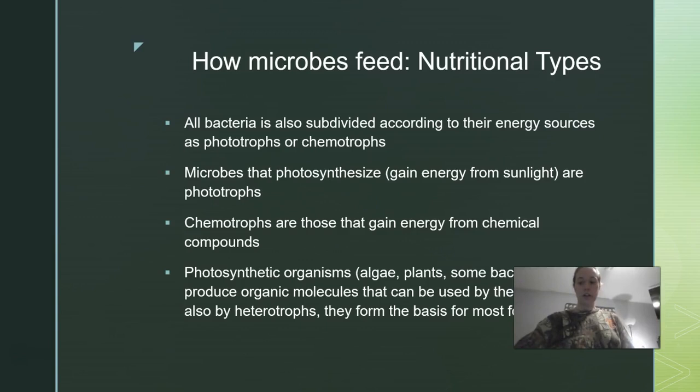All right, nutritional types are how microbes feed. Microbes take in nutrients using various transport mechanisms. But first, we're going to talk about how microbes feed in nutritional types. The bacteria are subdivided according to their energy sources as phototrophs or chemotrophs. And microbes that photosynthesize energy are phototrophs. Chemotrophs, like I said previously, are those that gain their energy from chemical compounds.